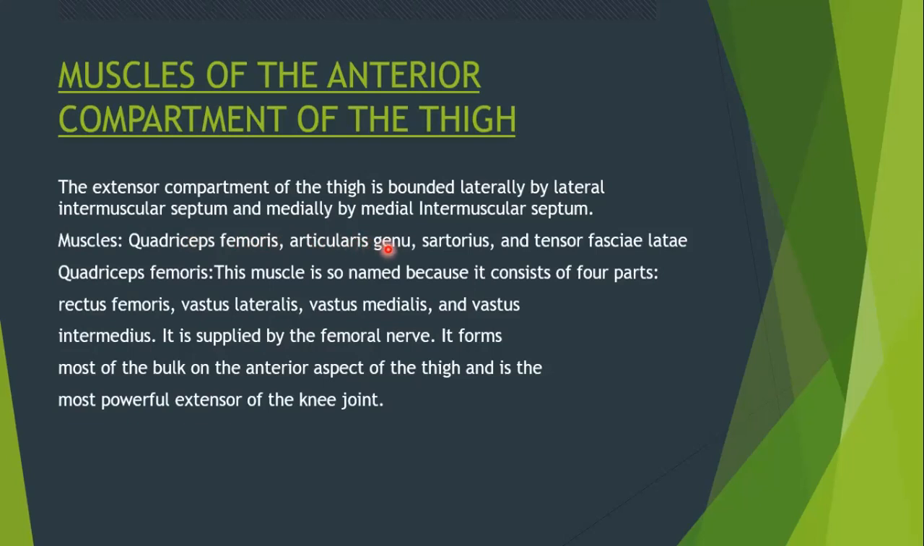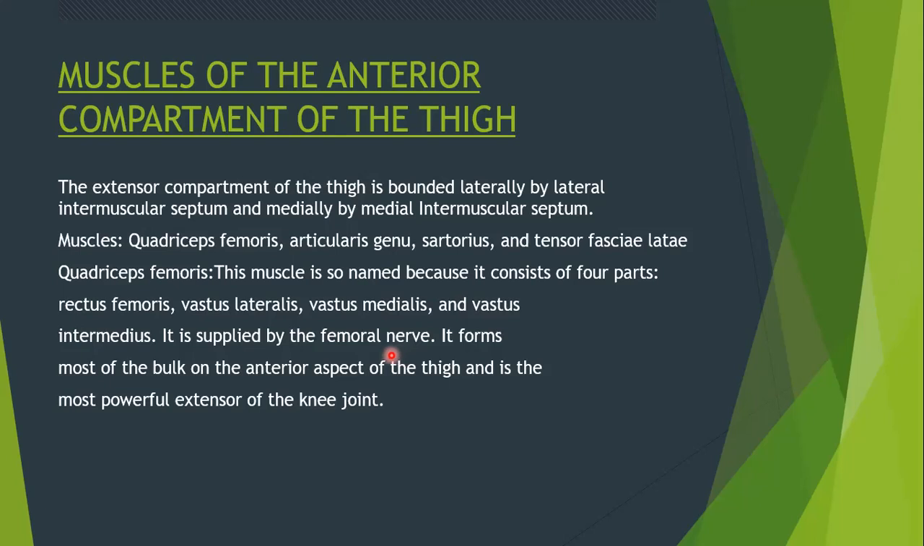Then we have another muscle known as articularis genu, sartorius muscle, your longest muscle in the body, and tensor fascia lata. Now, quadriceps femoris is named so because it consists of four parts, which include the rectus femoris, vastus lateralis, vastus medialis, and vastus intermedius. Those muscles are supplied by femoral nerve, and it forms most of the bulk of the anterior aspect of the thigh and is the most powerful extensor of the knee joint.